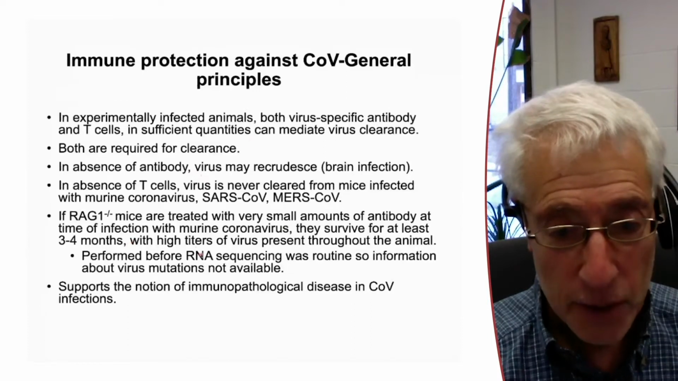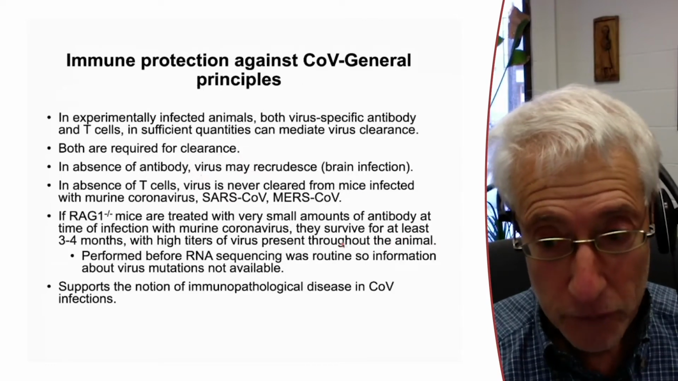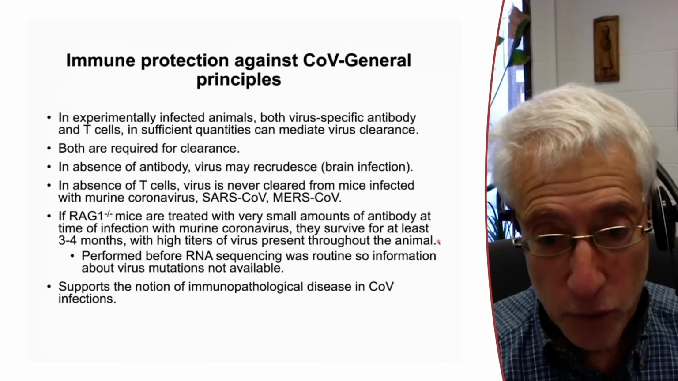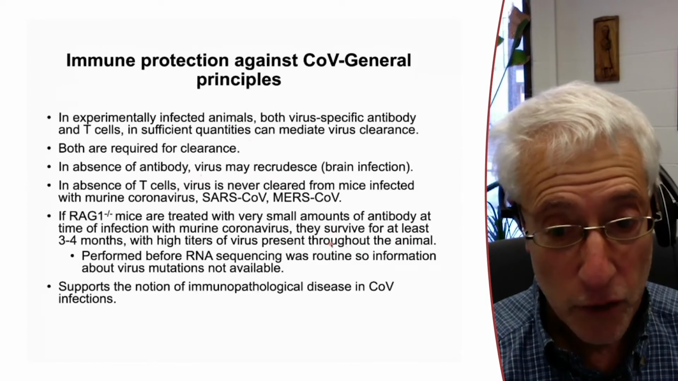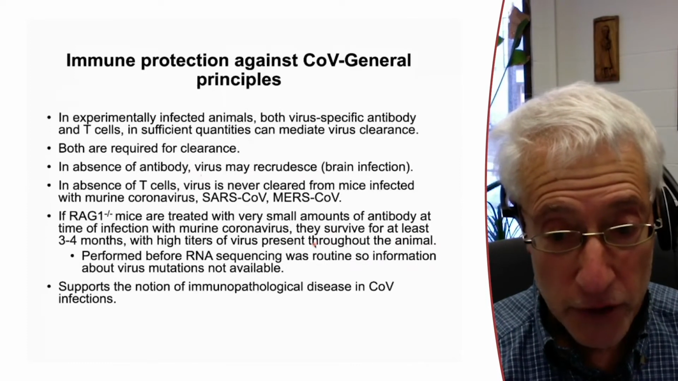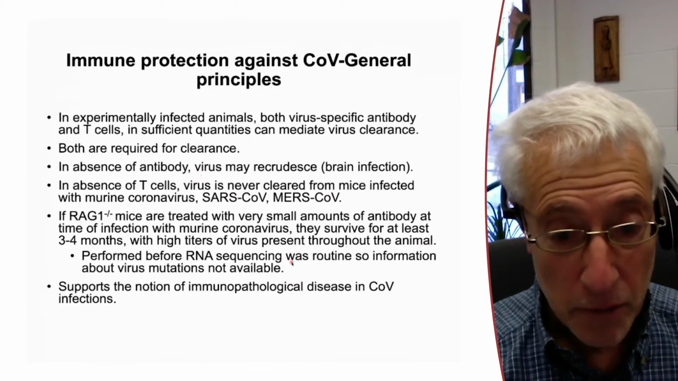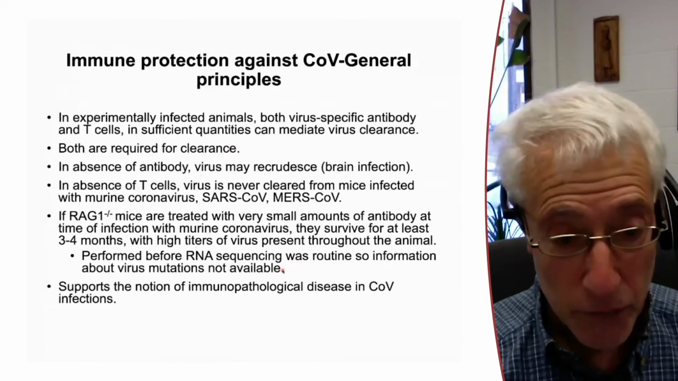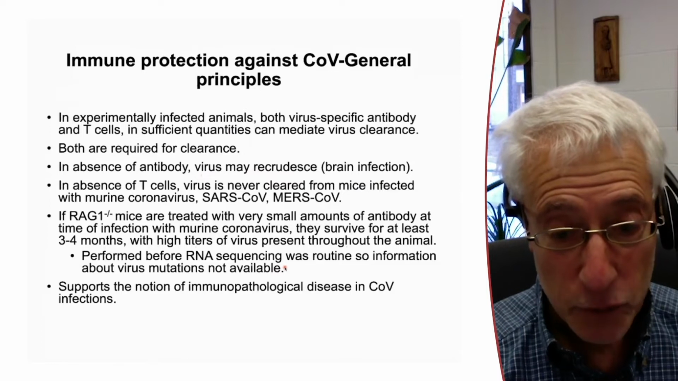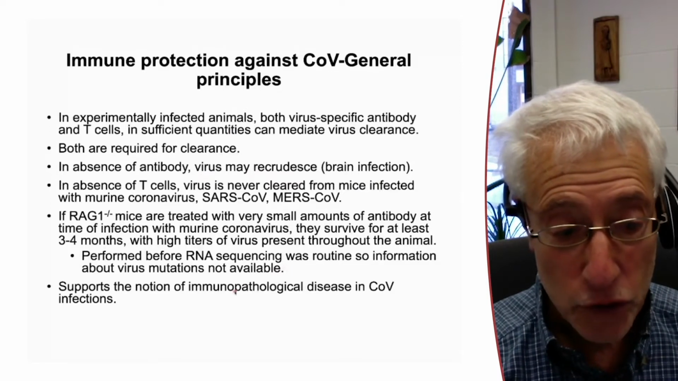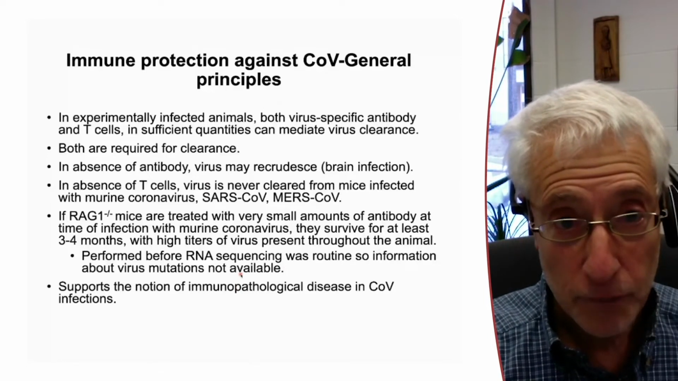And if one looks in these animals, there's high titers of virus present throughout the animal, but the animal doesn't really care. In fact, we know if we take these animals and deliver either antibody or T cells, they actually get sick and develop brain disease. So there's virus in the brain, there's virus everywhere in the animal, but without this immune response, the mice do actually very well. We don't know if mutations occur in these basically bags of virus, these animals that are loaded with virus, but what this certainly does is support the notion of immunopathological disease in coronavirus infections.